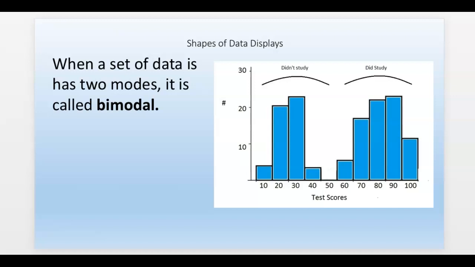Now, y'all, when a set of data looks like this, it has two different modes, or two different groupings that cluster up together. It's called bimodal. Sometimes I put a hyphen in between them. Sometimes we call that bimodal. Just keep that in mind. It has two modes.